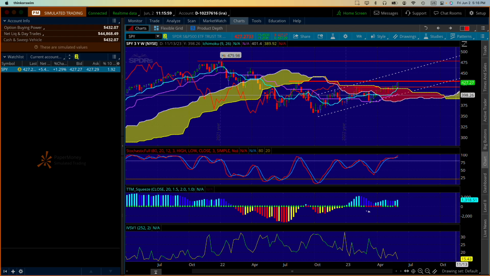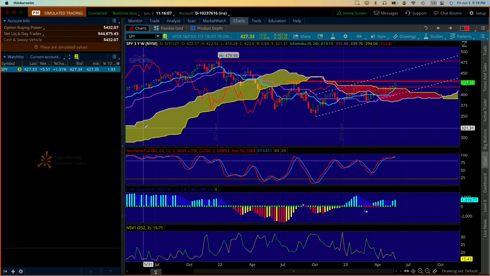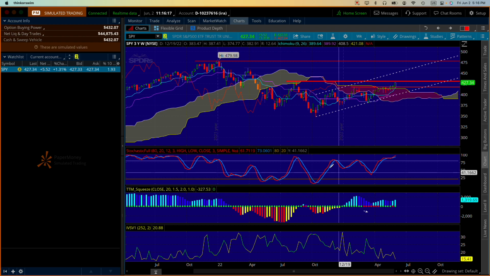The fact that we have an Ichimoku, this is the weekly chart now, a yellow Ichimoku cloud on the weekly chart is very important, very significant. Look how it went from yellow as the market was up and then broke below it. It turned red and now we're yellow again, which is significant.